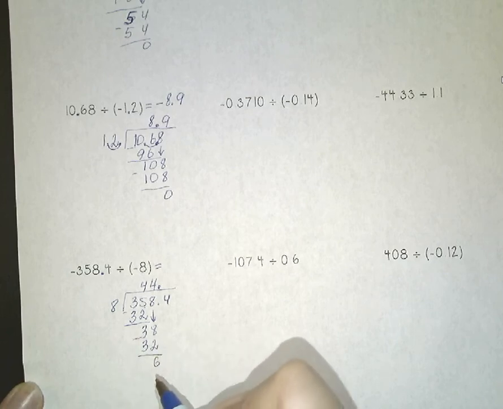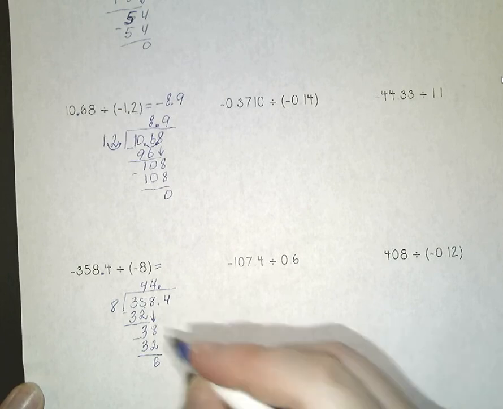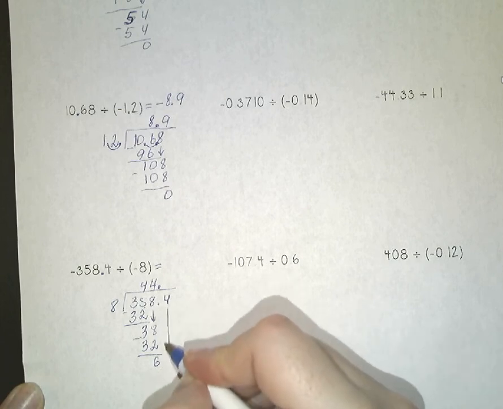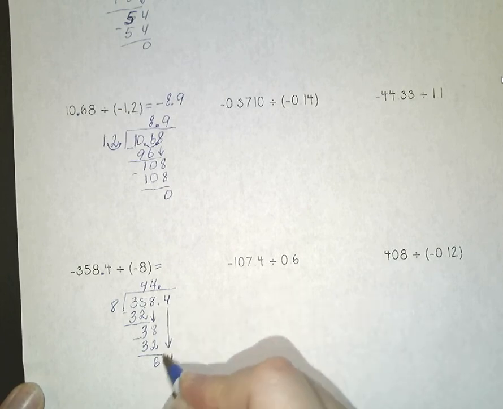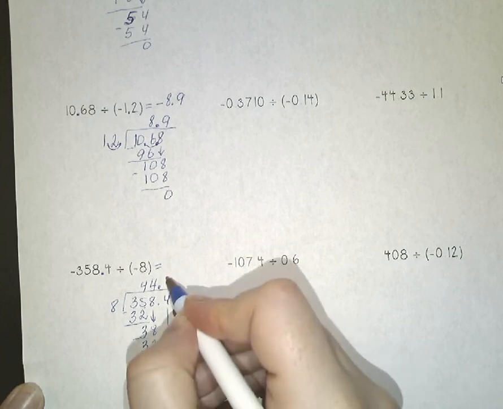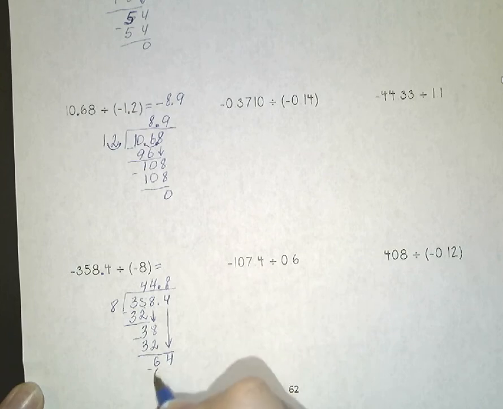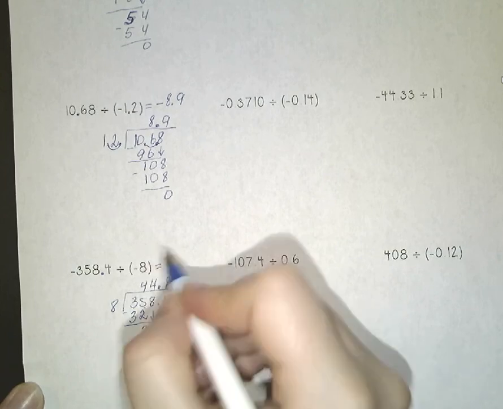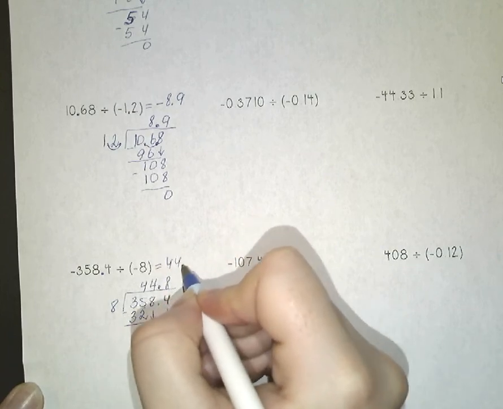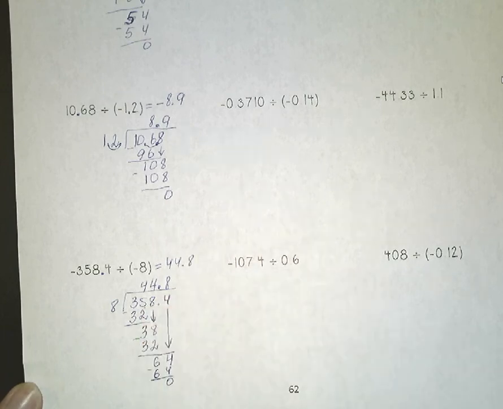So it's not repeating, right? It continues to be dividing. And then I will bring down the 4. 8 goes into 64 8 times. My answer is positive. So 44 and 8 tenths.